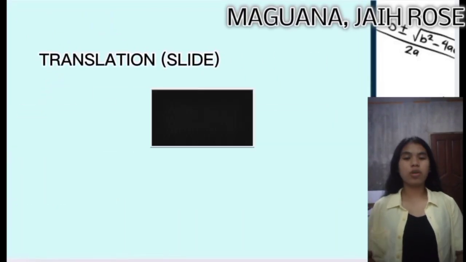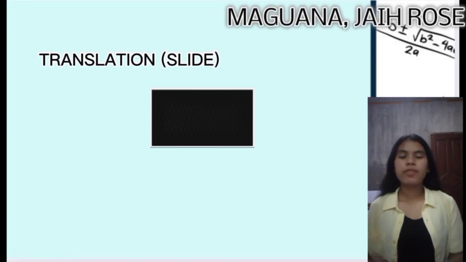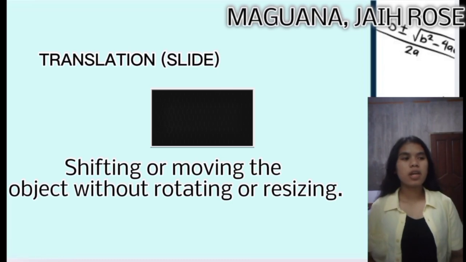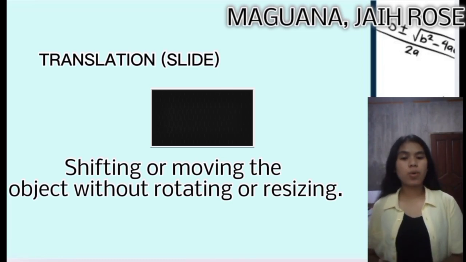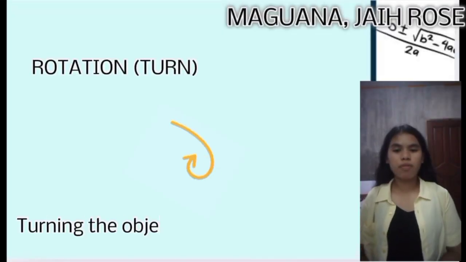First is translation, or what we call the slide. This type of isometry is the moving of an object without changing its size and shape. So you are moving an object from one place to another. However, nothing else changes; the object remains the same size and shape. Next, we'll be discussing rotation.